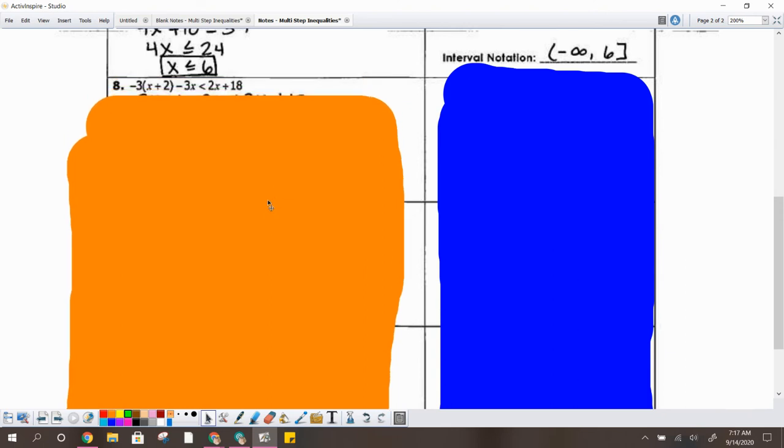Try number 8: pause it, graph it, interval notation. Press play when you're ready.